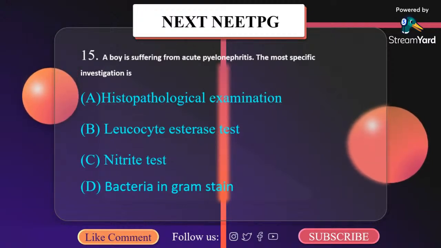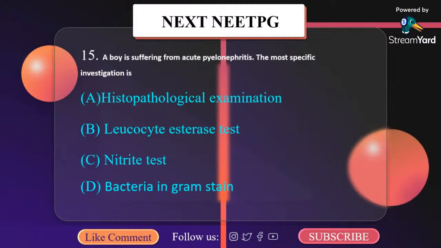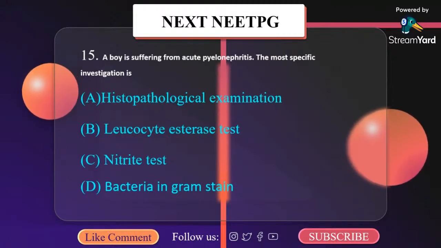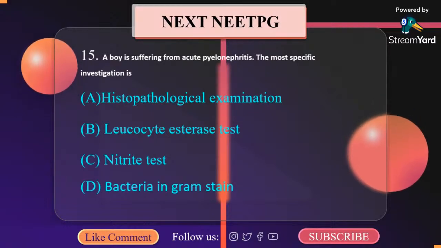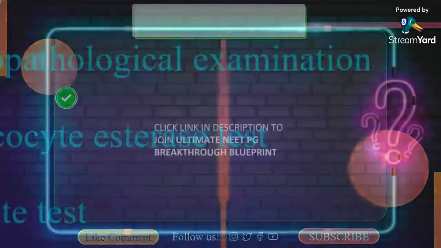Histopathology usually reveals necrosis or pus abscess formation within the renal parenchyma. The renal tissue is infiltrated with neutrophils, macrophages, and plasma cells. However, the architecture is not completely disorganized. So the correct answer here is histopathological examination.